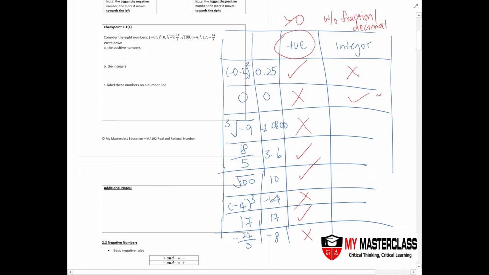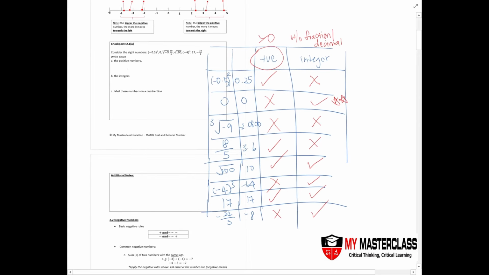Always remember, this is one thing that students always get really confused about: 0 is an integer, because there's no fraction applied to it. Is -2.08 an integer? No. Is 3.6 an integer? No. Is 10 an integer? Yes. Is -64 an integer? Yes, there's no decimal. Is 17 an integer? Yes. Is -24 over 3 an integer? Yes. So from here, you are able to decipher what your answer should be, correct?